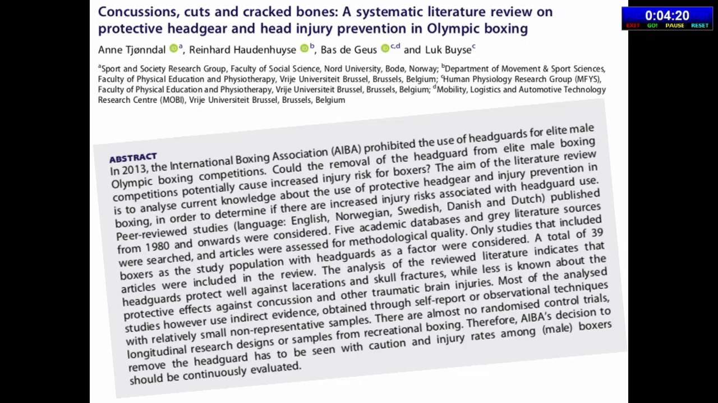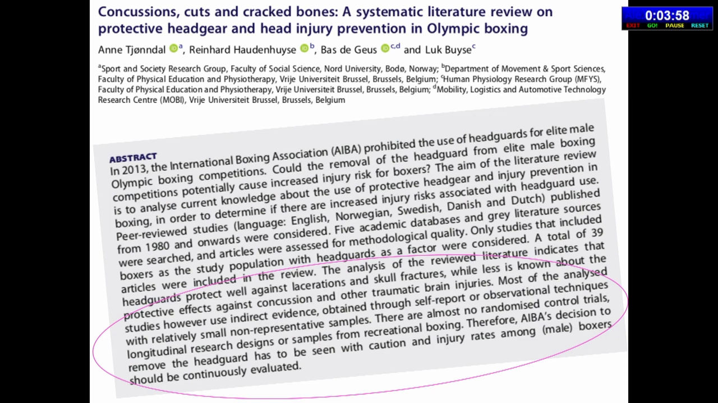Food for thought. I would like to end with this. Interestingly, in 1984, the International Boxing Association made it mandatory for the Olympic boxers to wear a mouth guard. But in 2013, the International Boxing Association has now prohibited the use of head guards for the boxers.